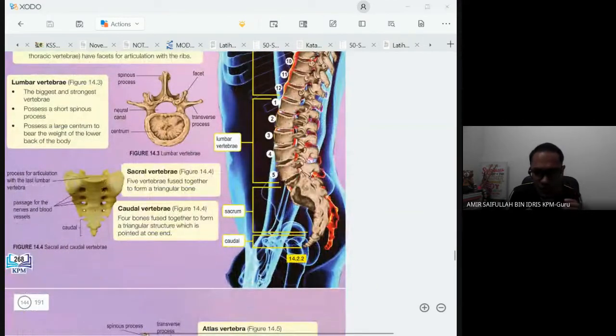Okay, so this is a whole vertebral column. Are you guys clear so far? If clear, can raise up the hand. Clear? Okay.